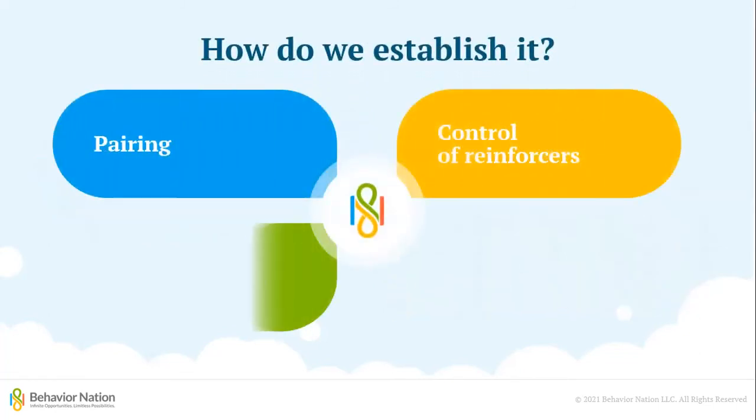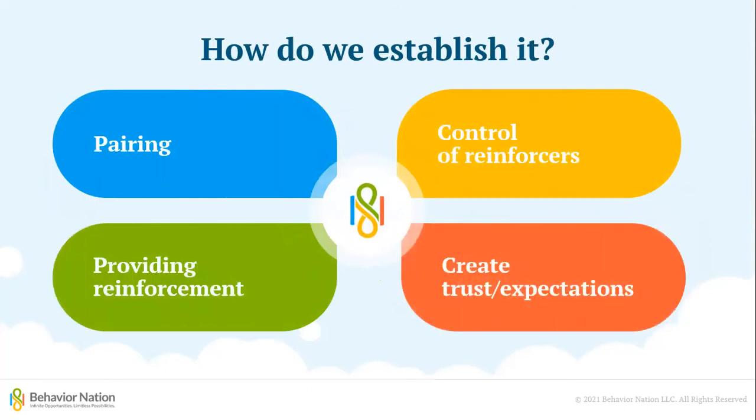We can establish instructional control by pairing ourselves with the learner and their favorite activities, so we create an enjoyable and fun part of the relationship. We can also have control of reinforcers. When we have control of reinforcers, we teach that complying with demands earns access to preferred items or activities. When clients have limited access to reinforcers, this strengthens their behavior, but it also increases the instructional control because the client does not have free access to such items 100% of the time.